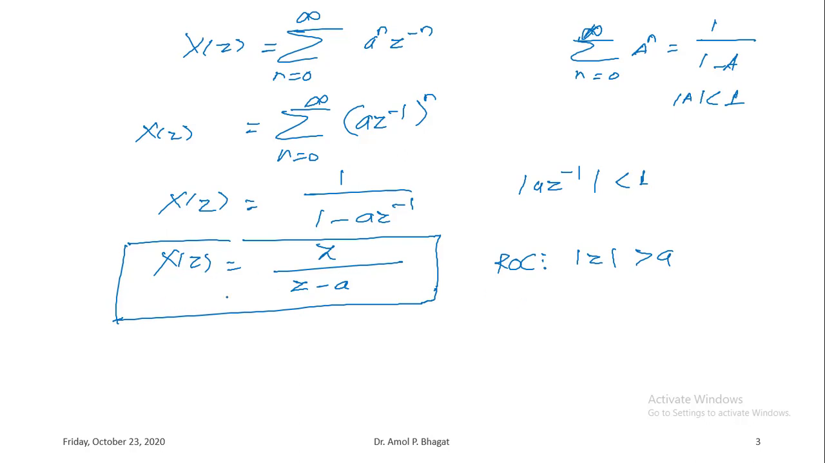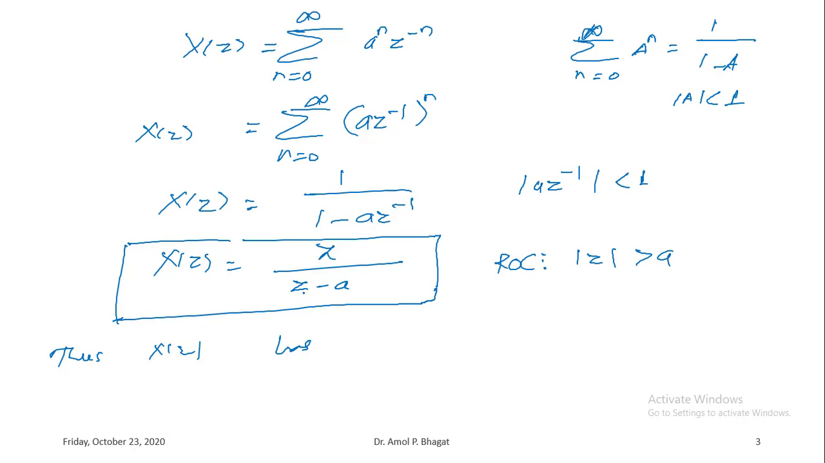From this z transform we'll try to draw the pole zero plot, right? So for this x of z, if I substitute z is equal to 0, then x of z will be 0, so it has a zero at z is equal to 0.